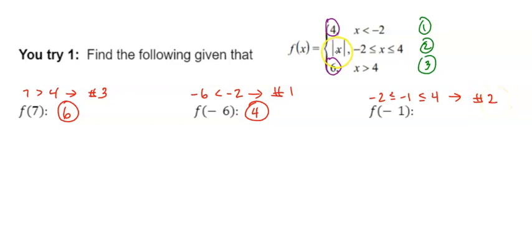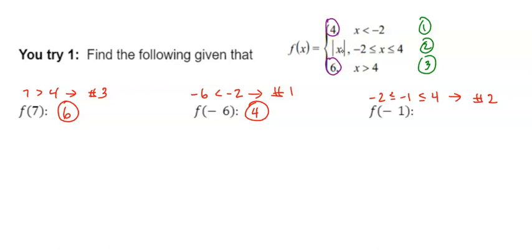This time, this is an absolute value function. So remember, absolute value functions basically change everything. Everything is positive that you put in. So if I put in a negative, the absolute value of a negative is positive. If I put in a positive, the absolute value of a positive is a positive.